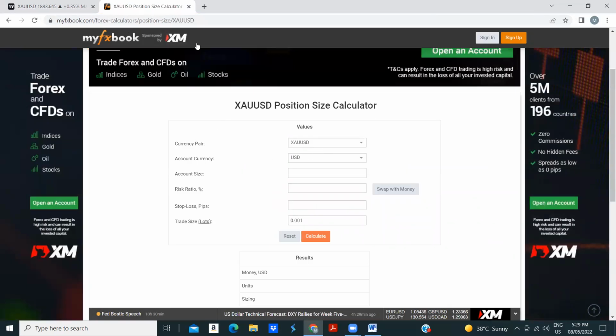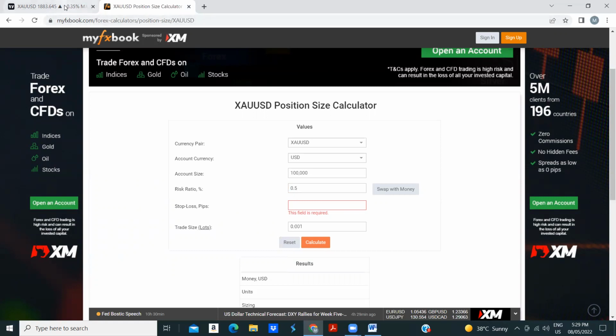Your currency is US dollar. Your account size, let's suppose you are trading a funded account of 100,000 US dollars. Your risk percentage is 1%. Let's make it 0.5% because I will not suggest you risk 1% directly. As you gain experience, you can risk more.